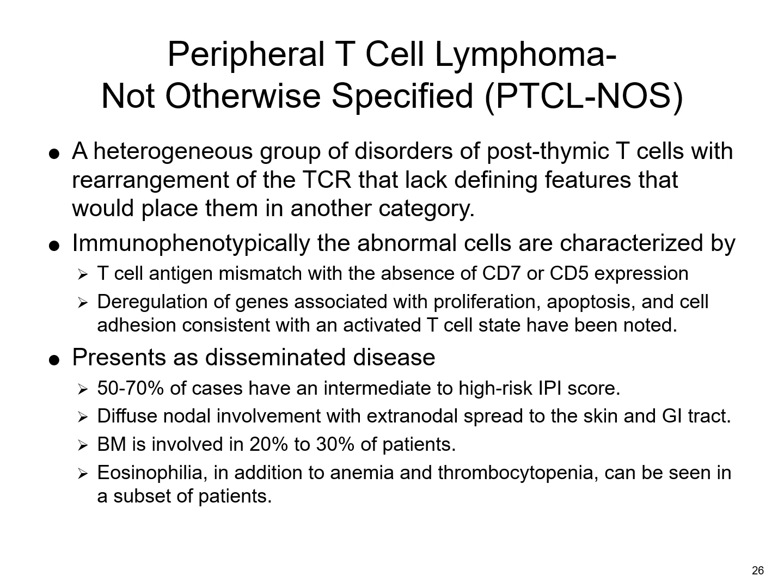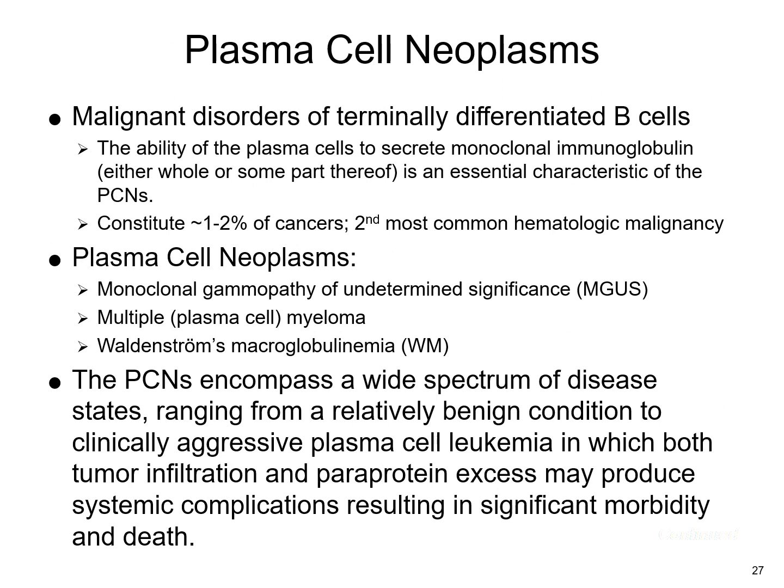The bone marrow has also been involved in about 20 to 30% of these patients. Eosinophilia, in addition to anemia and thrombocytopenia, has also been seen in a subset of these patients. The plasma cell neoplasms are malignant disorders of the terminally differentiated B cells. So this is actually going to be your plasma cells. Although they constitute approximately 1 to 2% of the cancers, they are the second most common hematological malignancy.